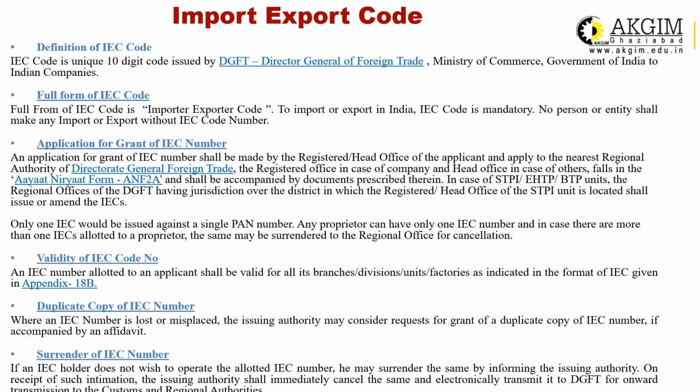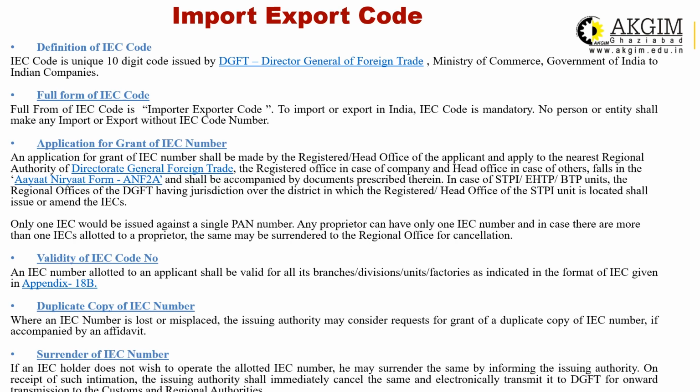It is not valid. And Aayat Niryat Form ANF 2A will be filed as the application for the IEC number. The IEC number will be valid till the closure of the business. That means once it is allotted, it will be allotted for the whole life of the company. The IEC number allotted to the applicant shall be valid for all the branches, divisions, units, factories as indicated in the format of IEC given in Appendix 18B. As I have already told you, it is a PAN based number, that means on a single PAN, a single IEC code will be there and applicable on all the factories, divisions, units of the company.